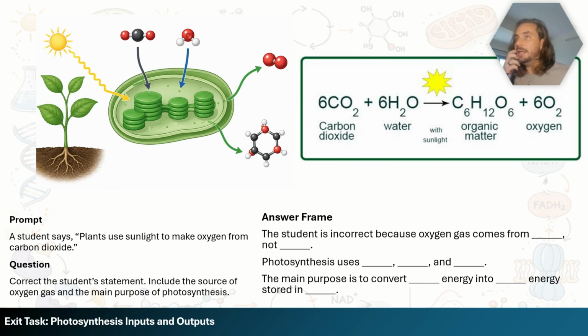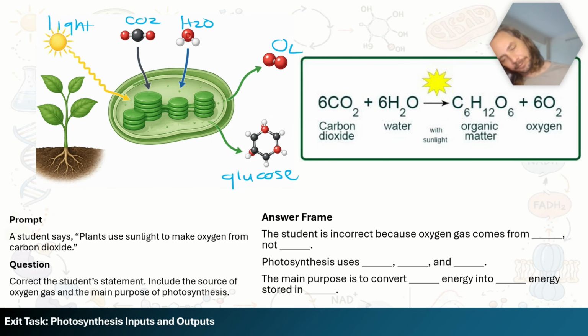Okay, this is the extra task for today. So if you're able to do this, you get what I was trying to explain today. A student says plants use sunlight to make oxygen from carbon dioxide. So here we can see the light energy. Okay, that looks like carbon dioxide. And this is water, oxygen, and glucose, or organic matter.